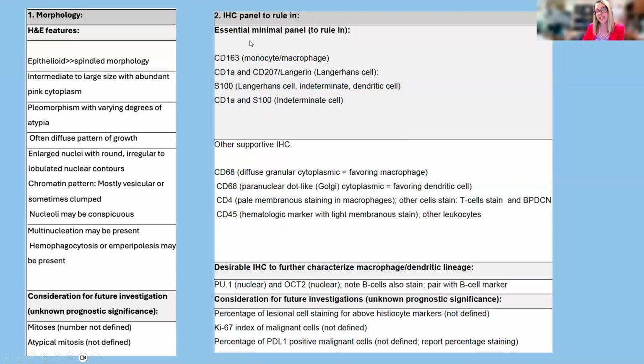And we wanted to have at least a minimal panel to include for any epithelioid malignant neoplasm. And these are the tip of the iceberg. So if one of these is positive, then you should start thinking about adding some other supportive immunohistochemistry, and really consider asking your pathology lab to bring on PU.1.